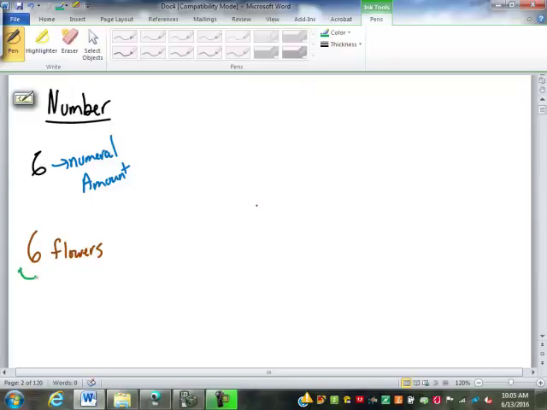So the two parts: the 6, which is the amount, I'm going to refer to as the count. That tells us how many. And the label, in this case the flowers, which tells us what it is, I'm going to refer to as the name. And to truly be a number, you must have both a count and a name.